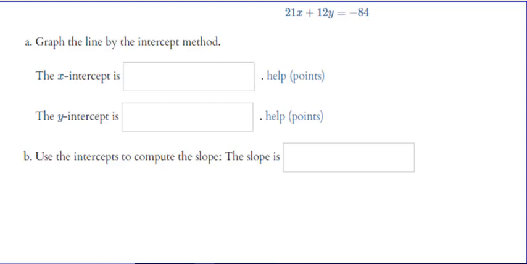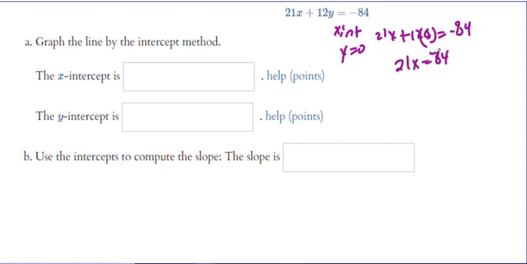First things first, if I'm going to find the x-intercept, the y value is 0. So that is 21x plus 12 times 0 equals negative 84. Well, that's 21x equals negative 84. If I divide by 21, the x-intercept equals negative 84 divided by 21, which is negative 4, so negative 4 comma 0, right?